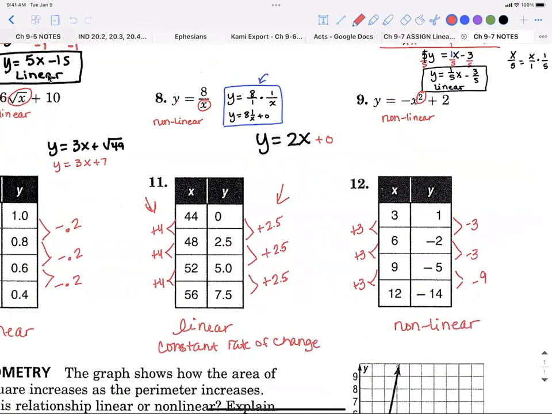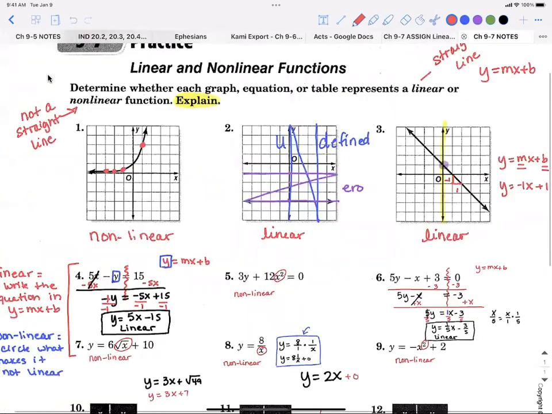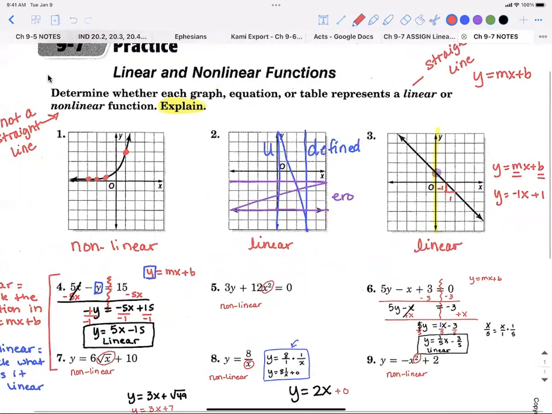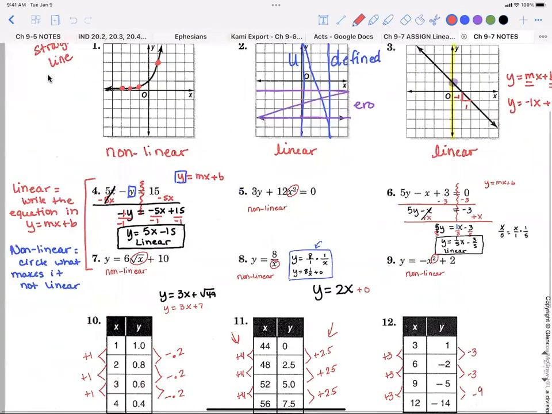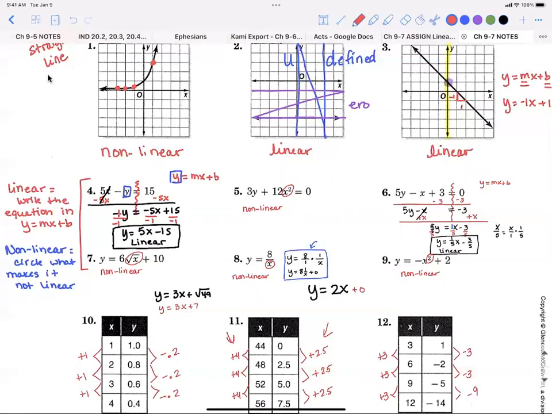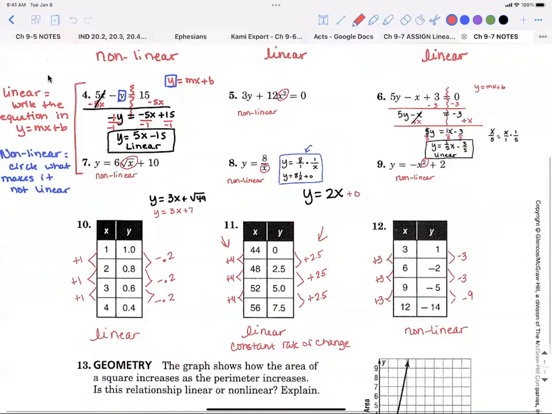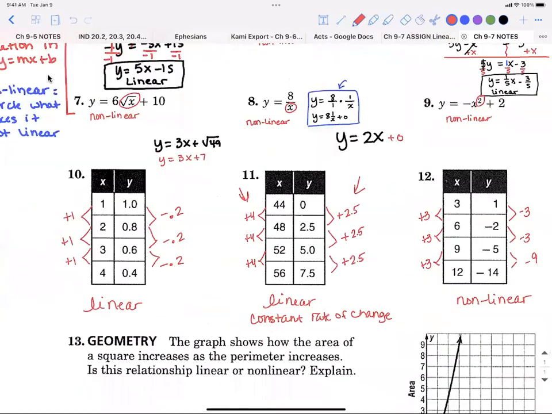And that's it. So at the top, really no explanation needed. Just write linear or nonlinear. It's a graph. Look at it and tell me, you know, is it a line or not? In the middle, I've got the instructions there. If it's linear, get it in y equals mx plus b. If something is the no-go or the stopper, just circle the stopper. And then at the bottom, show me the rate of change on the x's and the y's. If it's constant, it's linear. If it's not constant, then it is not.